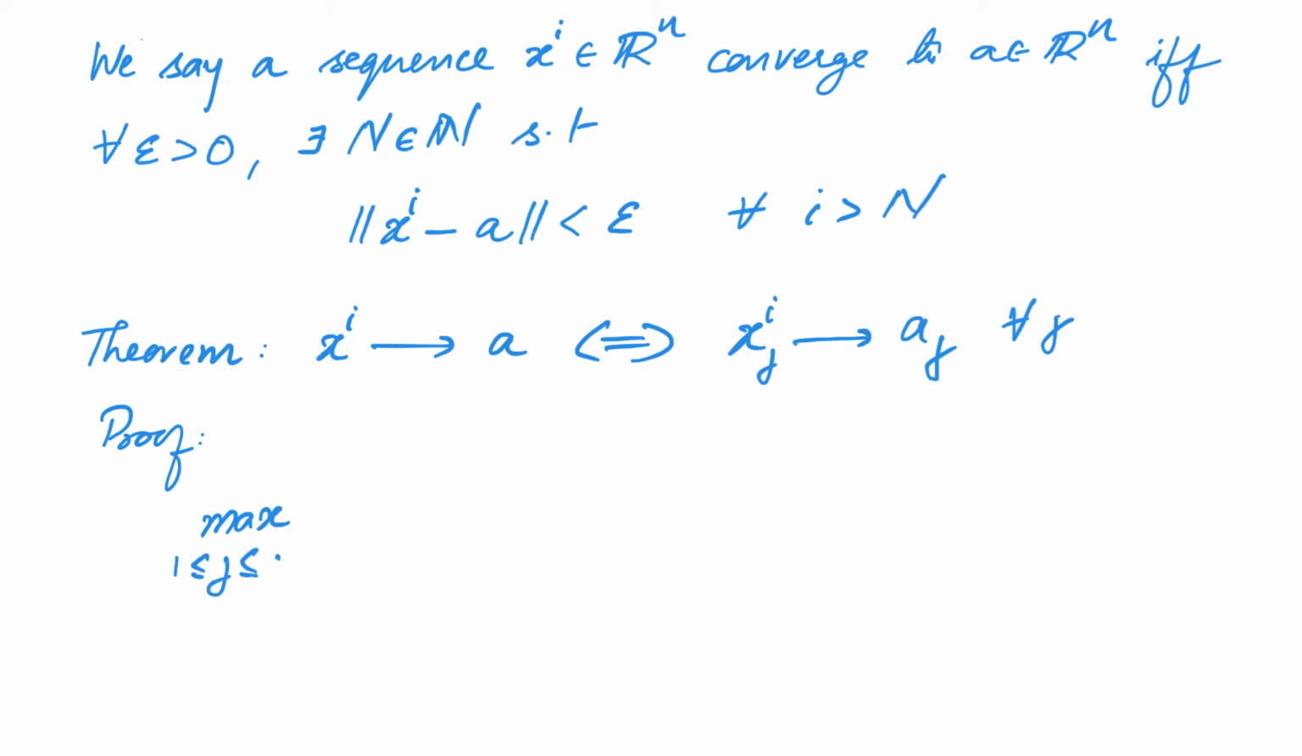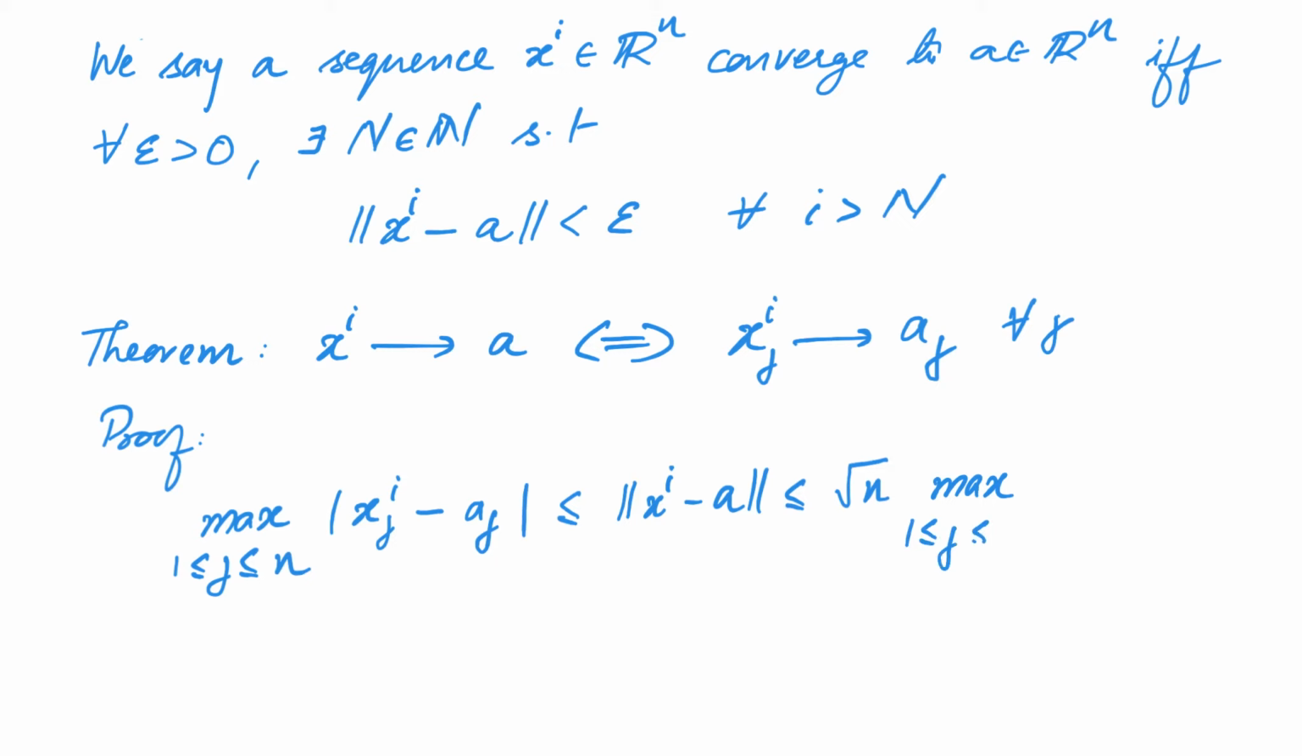The basic idea was an identity which we had proved earlier. It states that the maximum over 1 less than or equal to j less than or equal to n of mod of xij minus aj is less than or equal to norm of xi minus A is less than or equal to square root of n times the maximum over 1 less than or equal to j less than or equal to n of mod of xij minus aj.